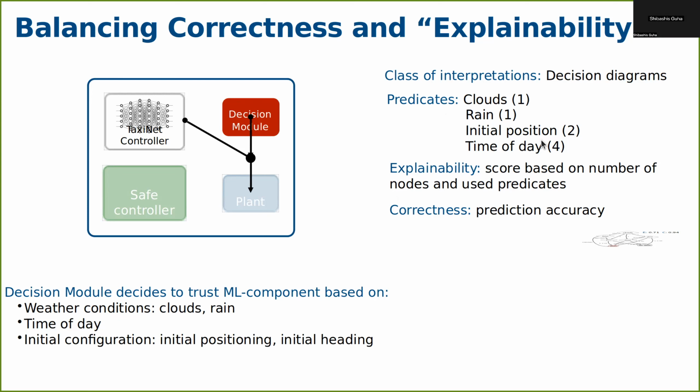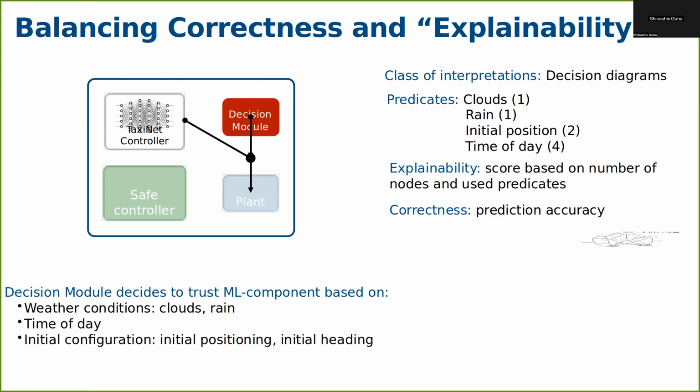So I have a question. Is it the decision module which decides whether to give the control to the taxinet controller or the safe controller? Yes. It is the decision module, and therefore we're trying to understand how it is taking the decisions. What is the logic it's following?